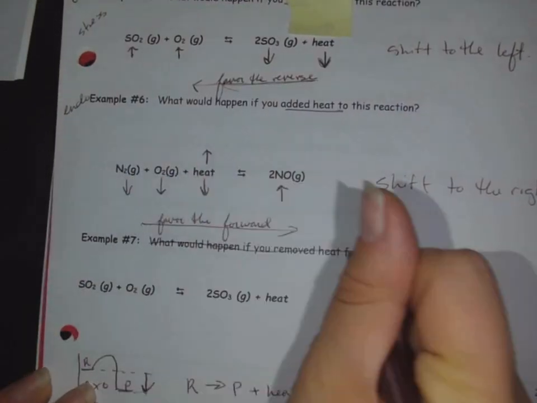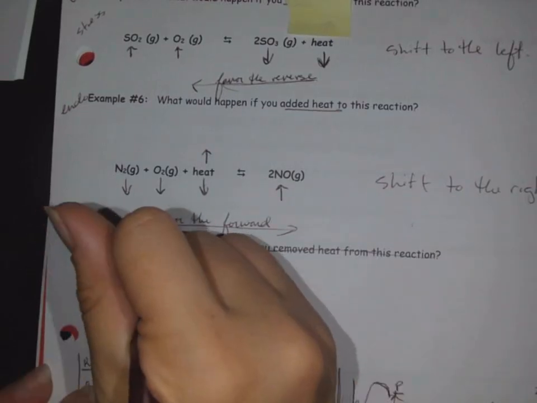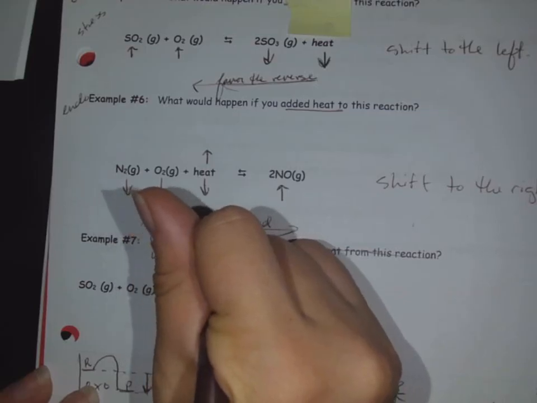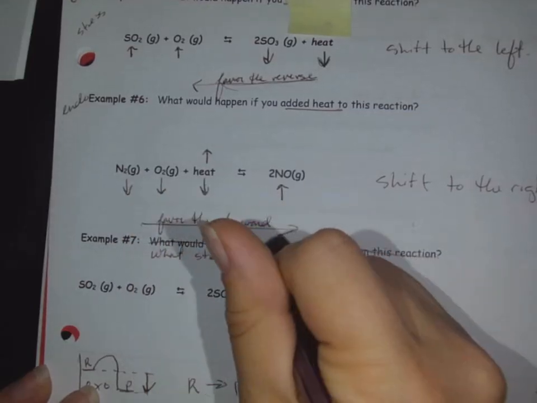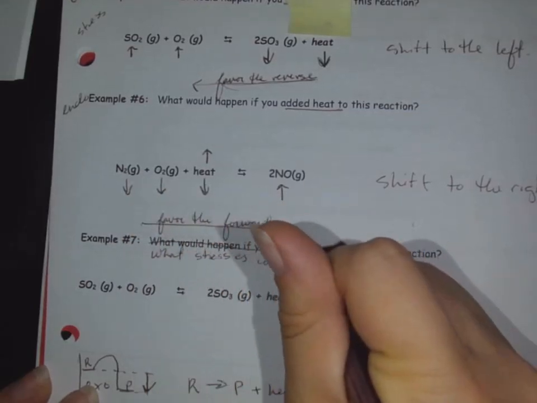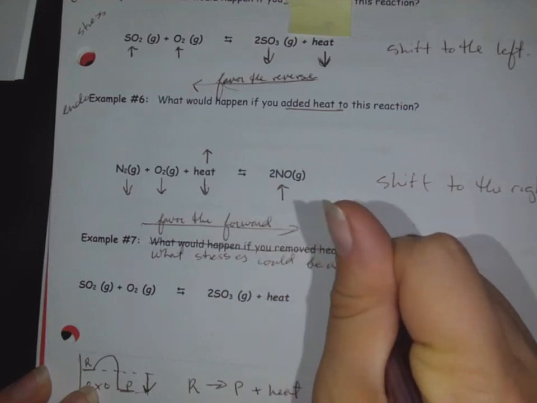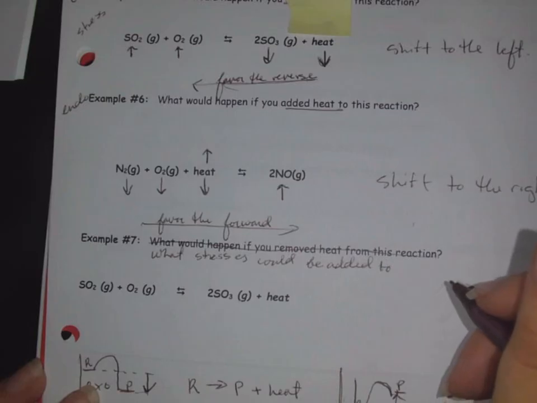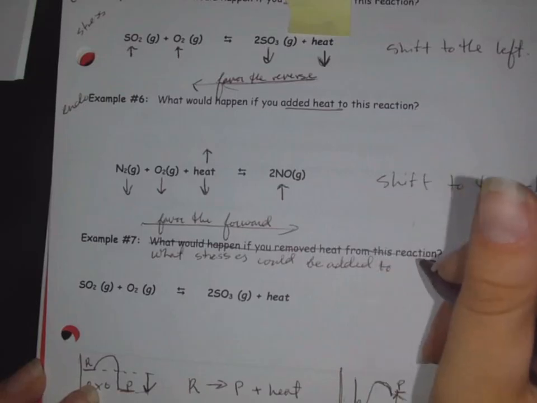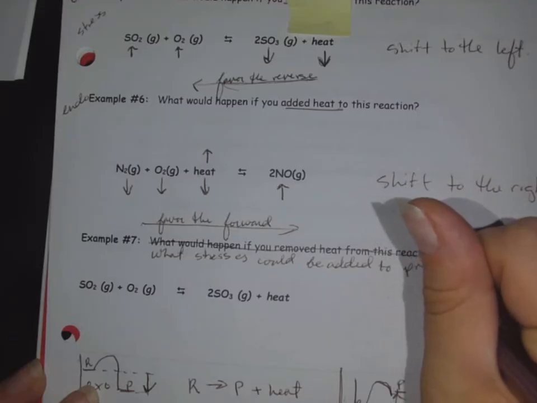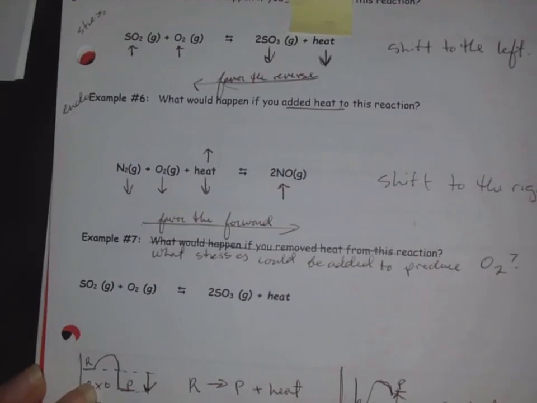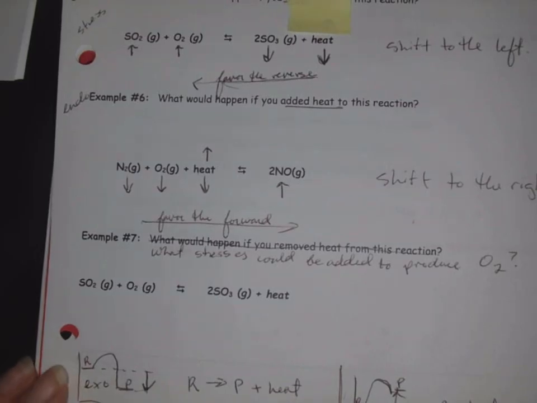Change this to what stresses could be added to maximize or to produce O2. What stresses could be added to produce O2? Okay, that's a little bit different.